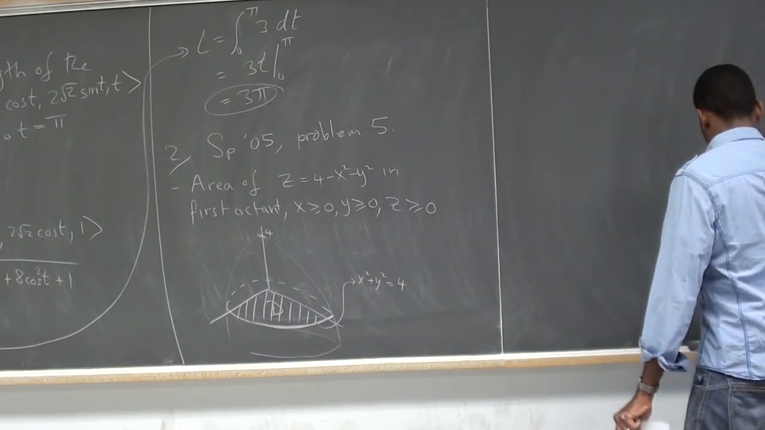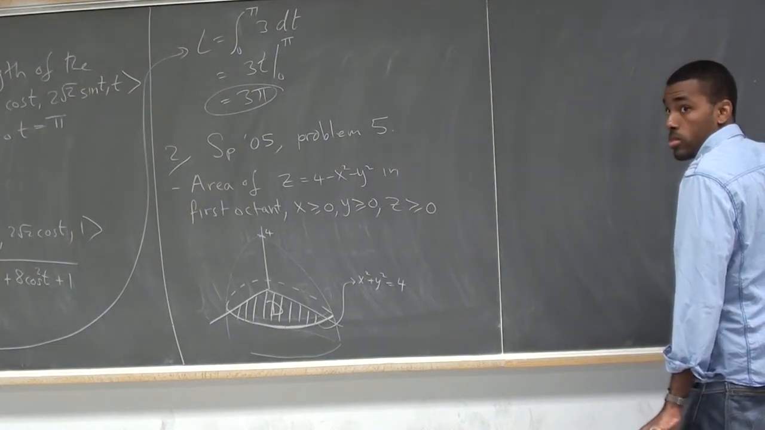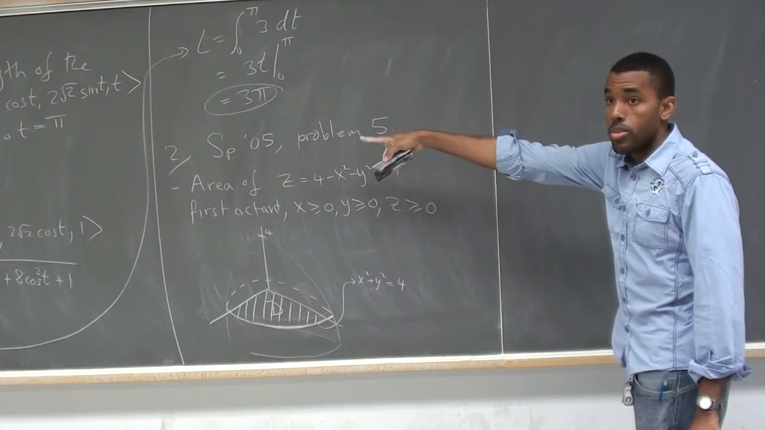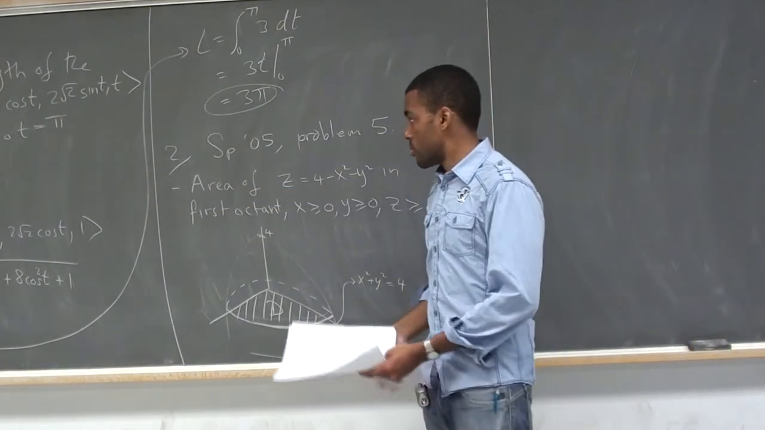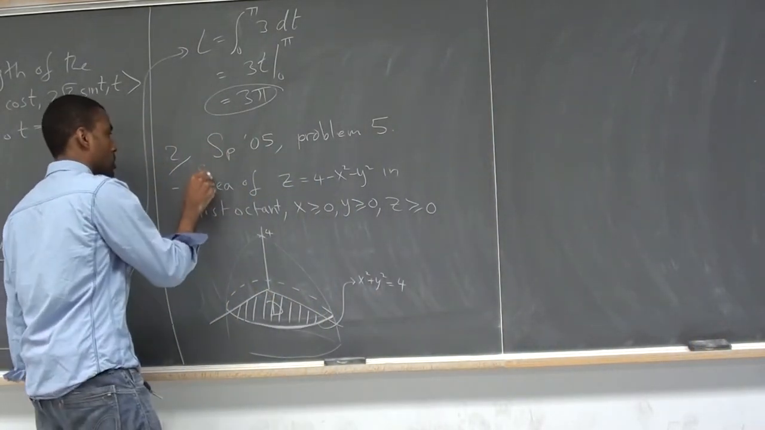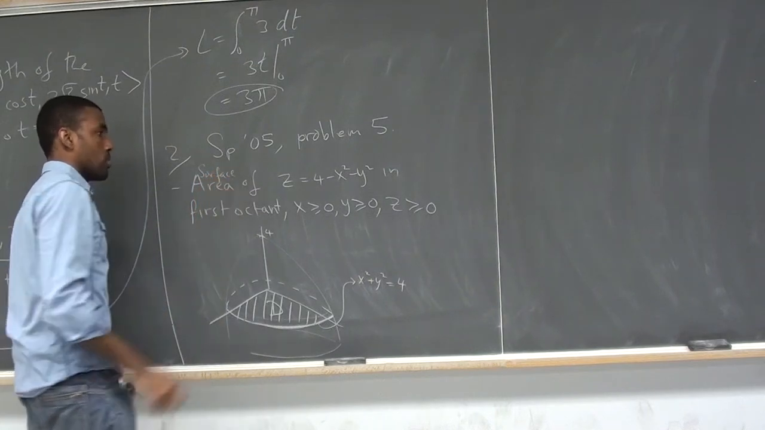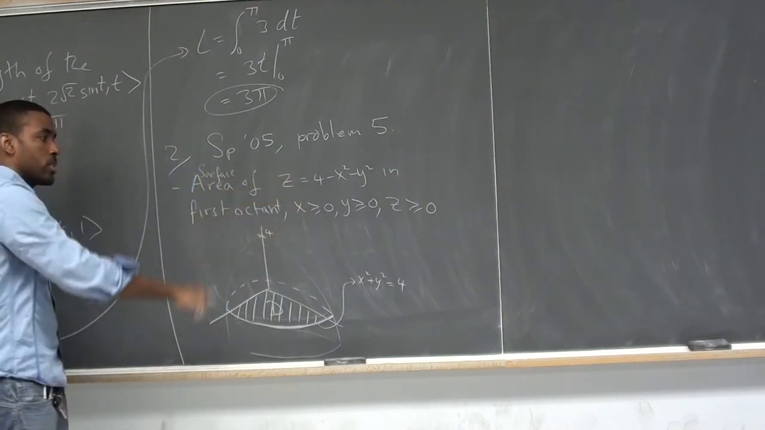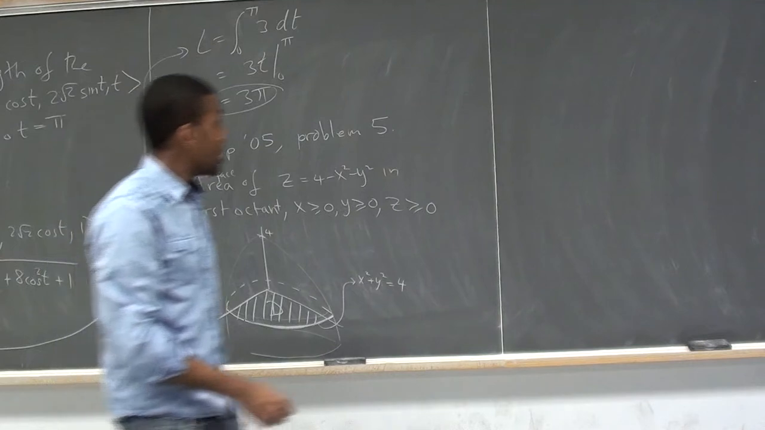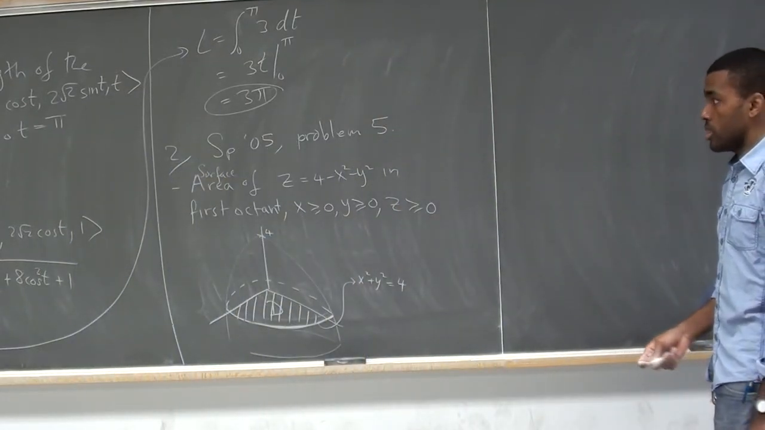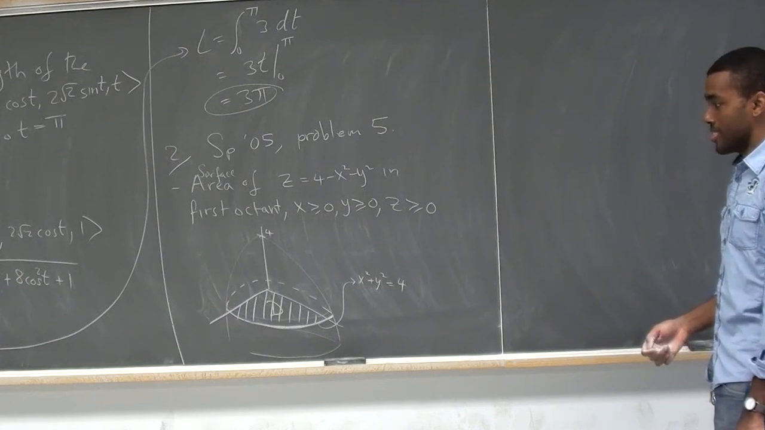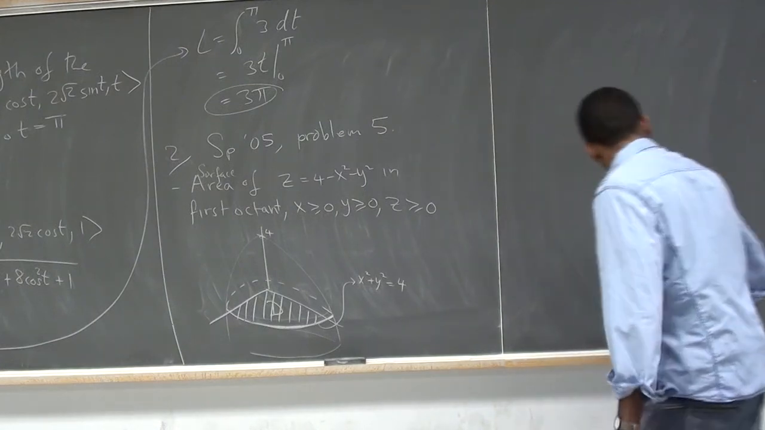Wait, what problem is this? What are we doing? Spring 05. No, but surface area. Find the surface area. Okay, so find the surface area of this surface with this region. And it's Cal 3, yes.